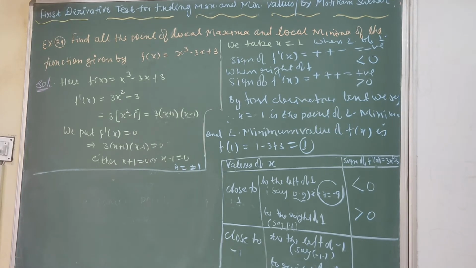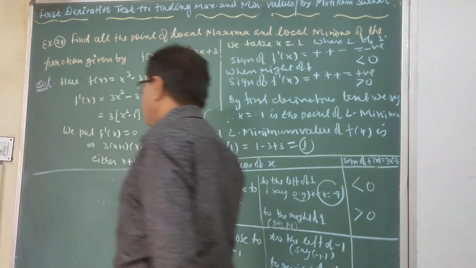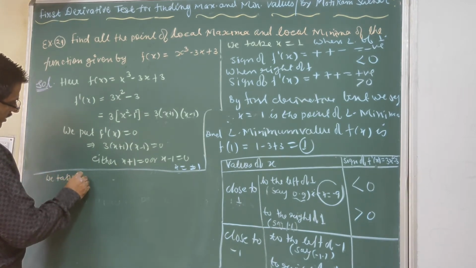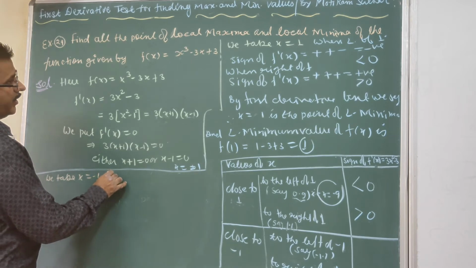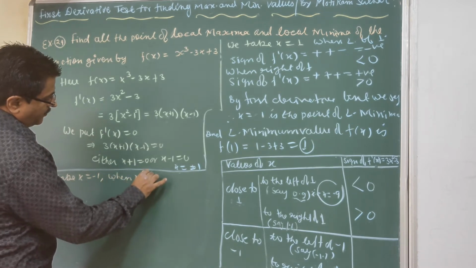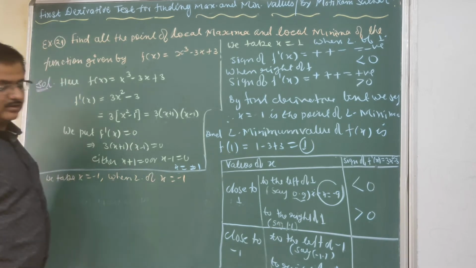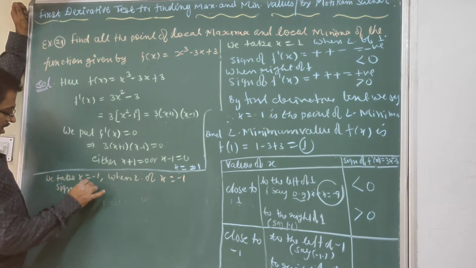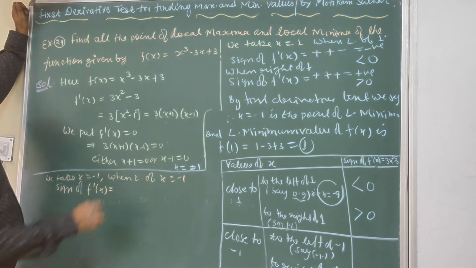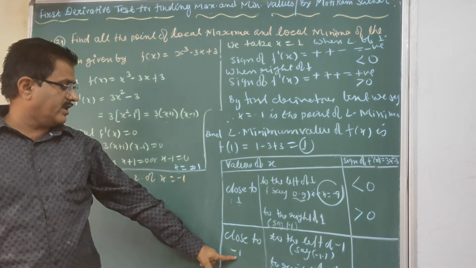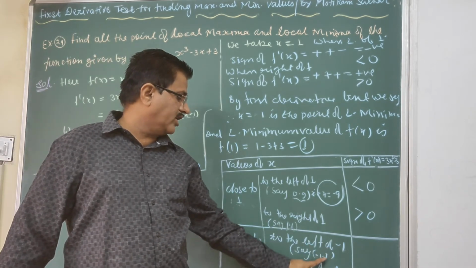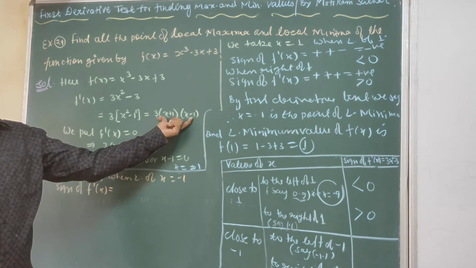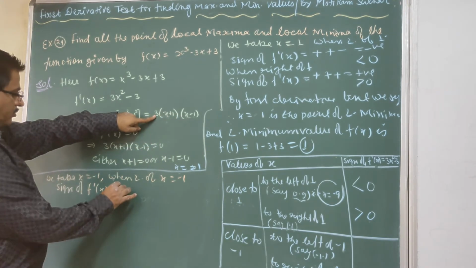So we take x equal to minus 1, and then left of x equal to minus 1. We only check the sign of f dash x, no calculation. We are taking minus 1 and left of this, that is minus 1.1. This point minus 1.1 we put in the derivative. So this 3 is already positive.